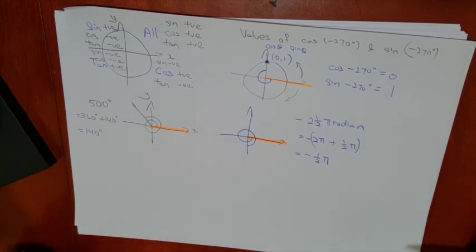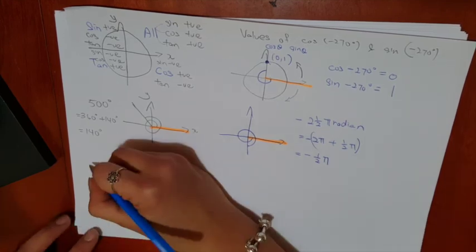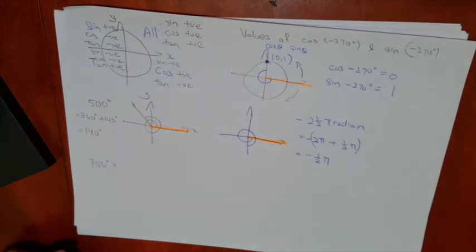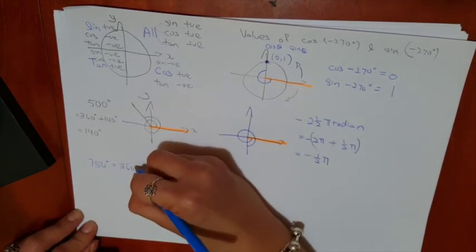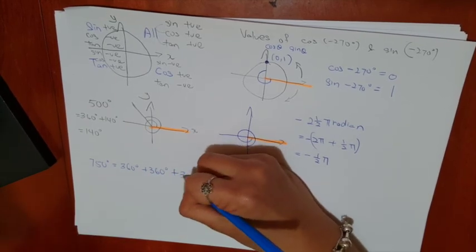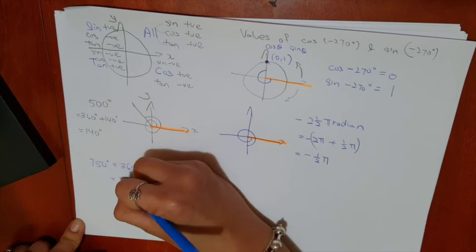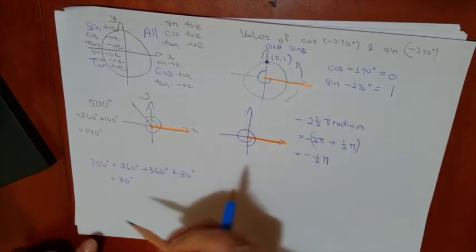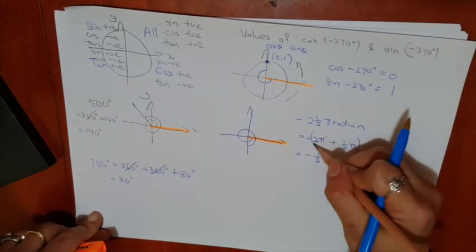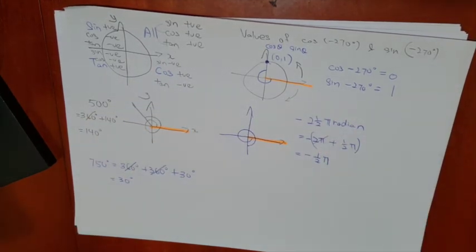So it means that for periodicity, if we want to calculate something that is above 360, even if it is like 750 degrees, 750 is 360 plus 360 plus 30. So this is equivalent to 30 because we can remove the multiples of 360, or we can actually remove the multiples of 2 pi to get the answer.